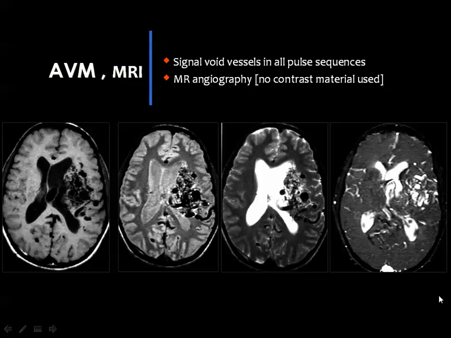And if you use the flow sensitive techniques, then you can see the flow within the vascular malformation. Usually, if it is sizable like this one, it may exert some mass effect on the adjacent ventricle and sulci.